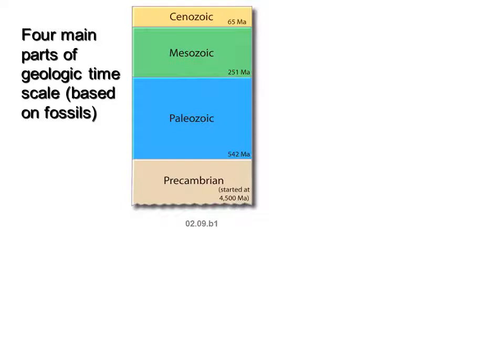The amount of time for that is 542 million years ago. I'm sorry, scratch that. 251 million years ago to 65 million years ago. Okay, that's the green section we're looking at here. The Mesozoic is 251 million years ago, and it ended 65 million years ago.